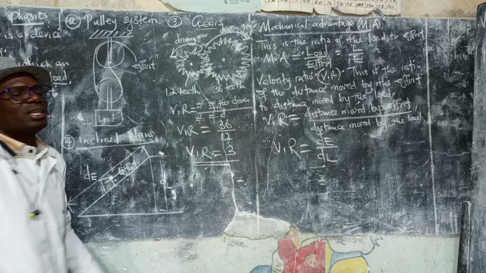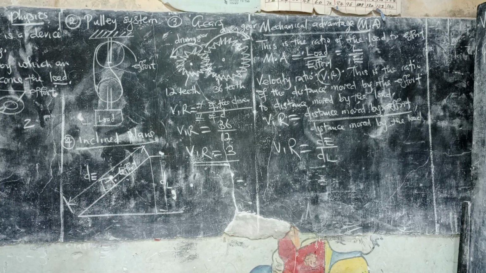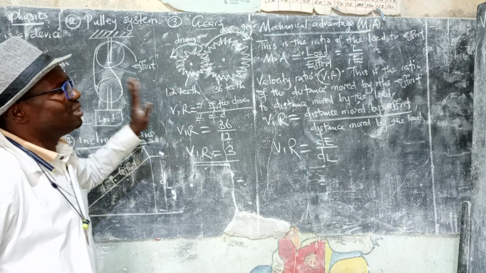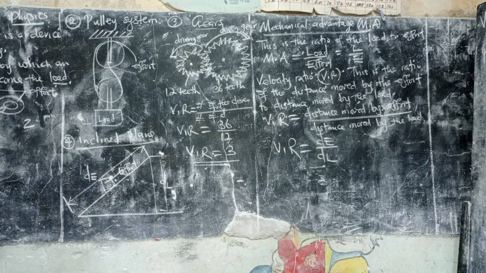So again, we cannot say 3 teeth. No. Again, like I said, both the velocity ratio and mechanical advantage have got no units. They are just ratios. The ratio has got no units.